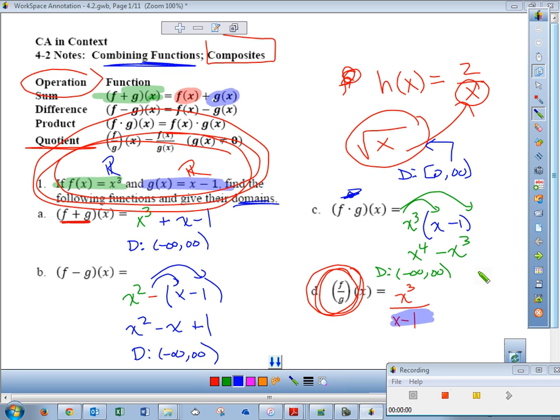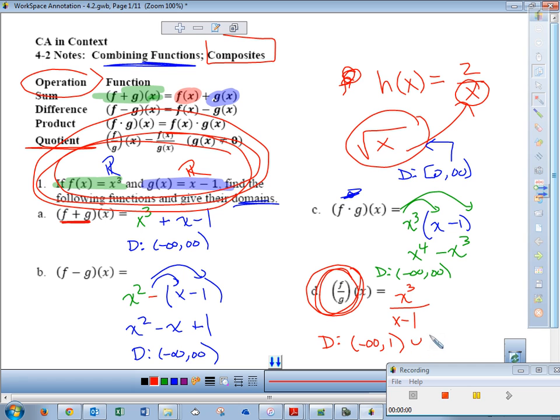So now we've got a problem. 1's a problem number, so our domain, with a pen, is everything but 1. So we go from negative infinity up to 1, not included, and then I union that with 1 to infinity. This right here means every number in the world except for 1. Why is it a problem? Because that's downstairs. You can't have 0 in the denominator. You good with those?